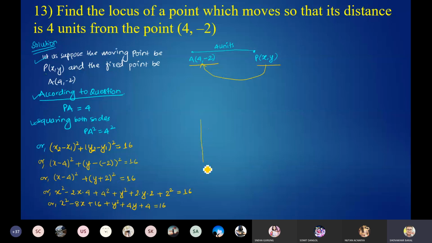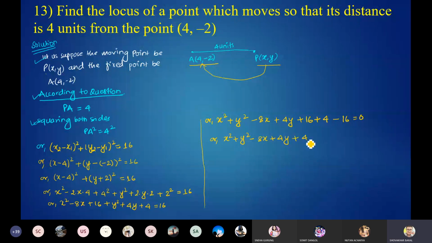So at last you need to arrange it. Though your answer is already here, you need to arrange the answer in the standard form. So let's arrange them: x square at first, then y square, then the degree 1 terms, that is minus 8x, next 4y, and let me put the constants together, that is 16 plus 4, and there is another 16 on the other side, so minus 16 equals 0. x square plus y square minus 8x plus 4y plus 4 equals 0.